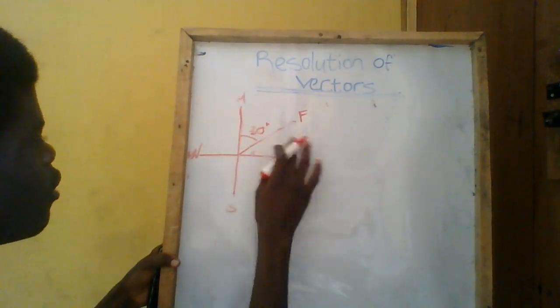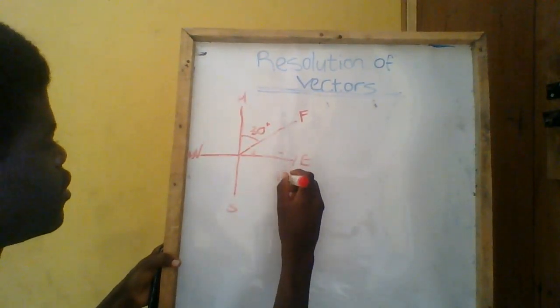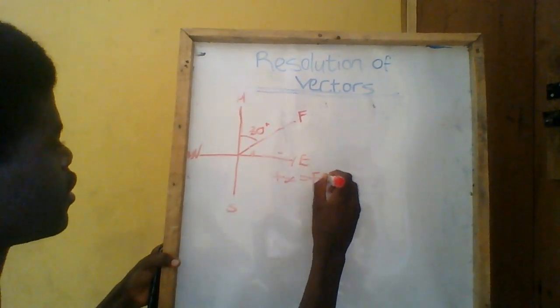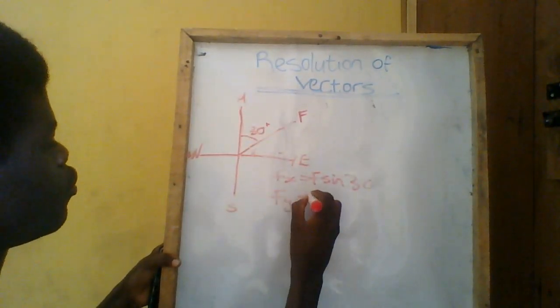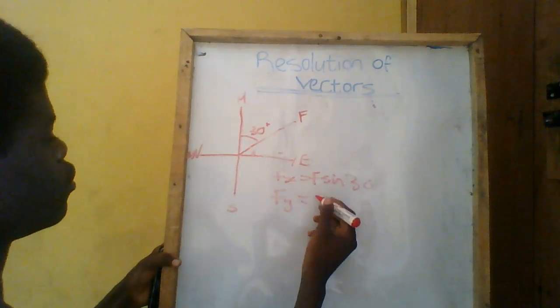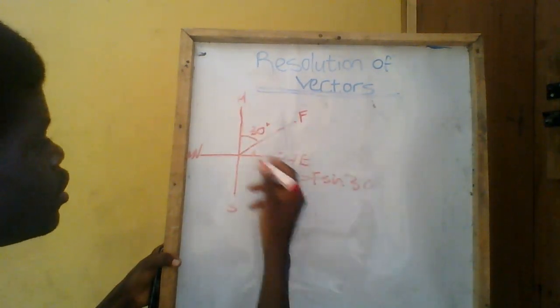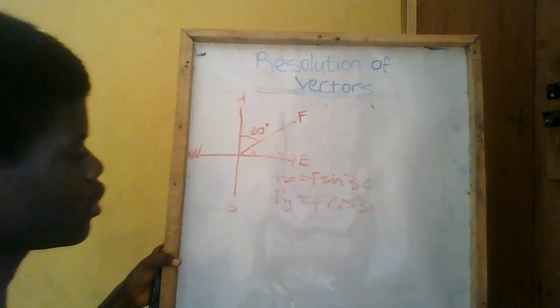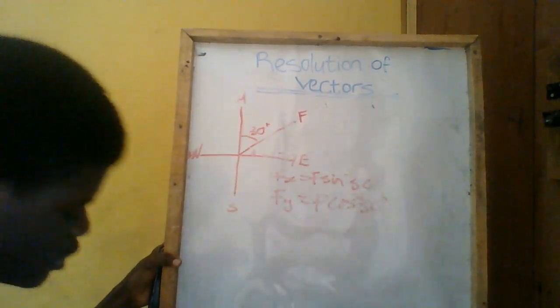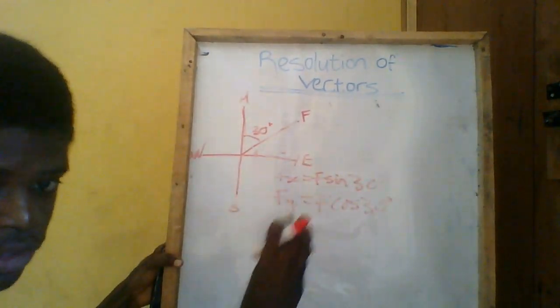If they don't give you the angle, Fx is F sin 30, and Fy, if they give us the angle, is a cos for me to split. It's a cos for me because they give me the angle. So that's F cos 30. So that's just the basic one I need you to know.